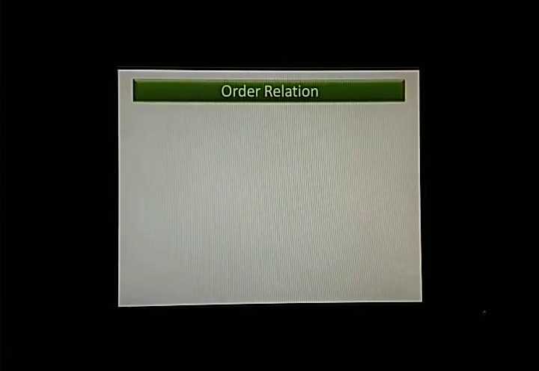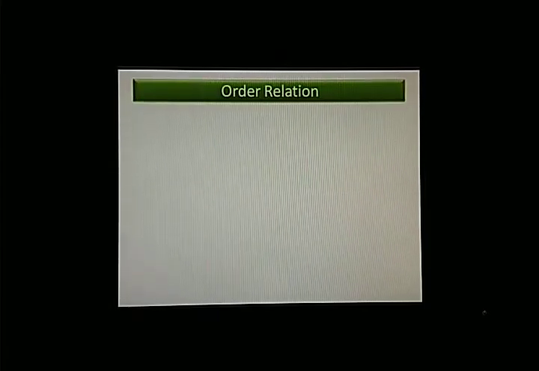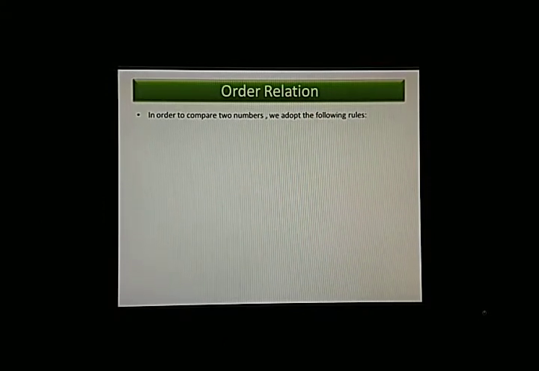Hello everyone. Today we are going to discuss the next topic, that is order relation. So what is order relation? Let us see. In order to compare two numbers, we have to adopt the following rules. Say we are given two numbers. How can we compare the two numbers? So there are some rules that we have to follow.